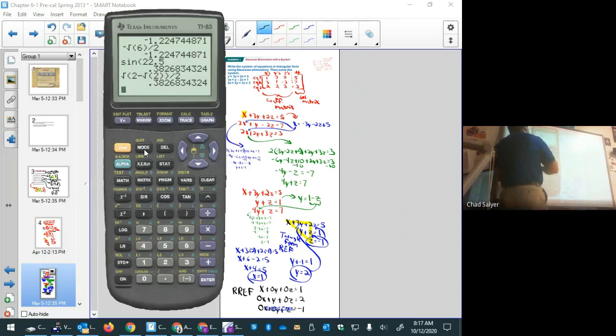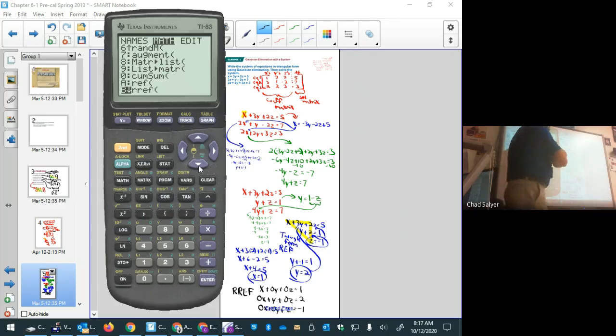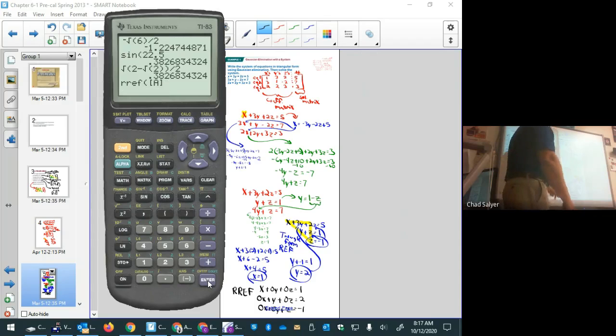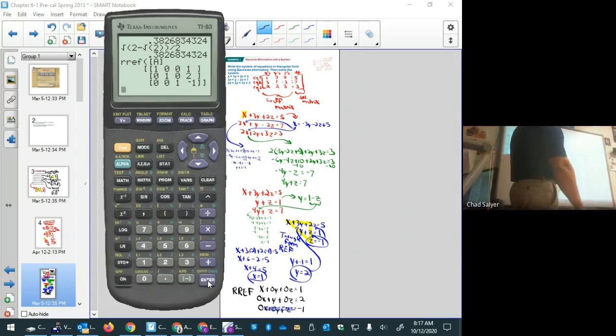Okay, we're good. Now we're going to use the matrix button again from the home screen. Go to the math portion and navigate all the way down to option B, I believe. REF. Then matrix button yet again. Hit enter to call the matrix you just defined. And then enter again to run REF on it. And we see the solution.